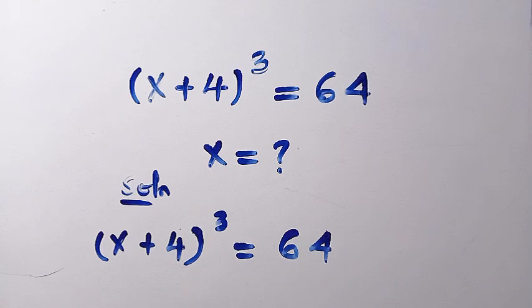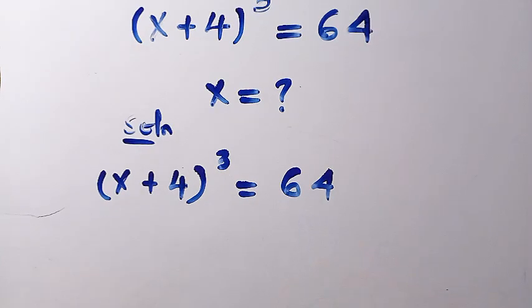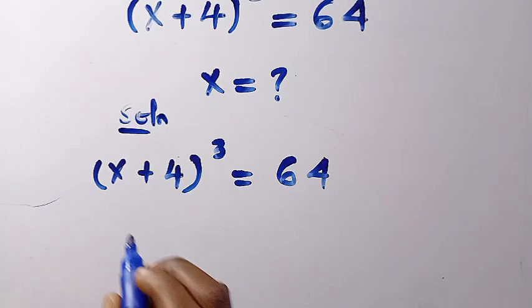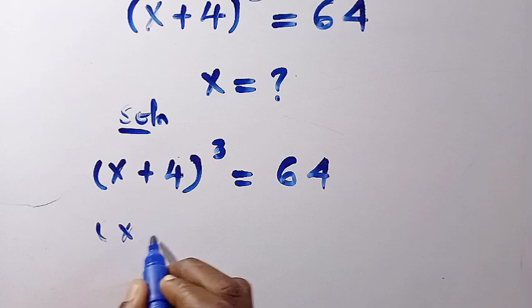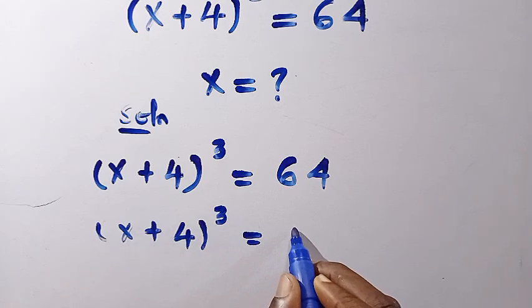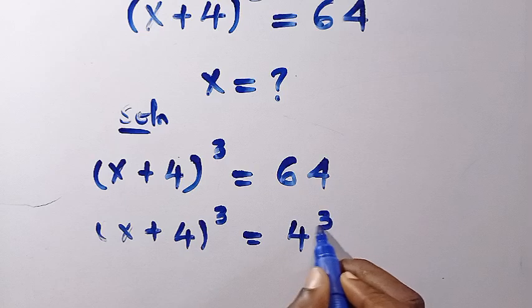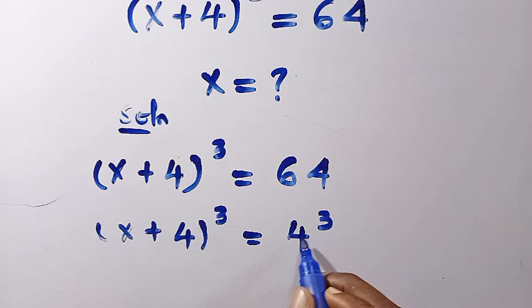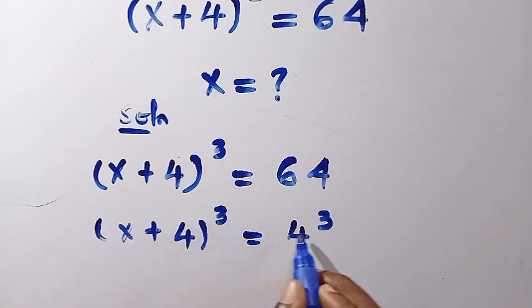Then we are going to rewrite 64 as 4^3. So this side becomes (x + 4)^3 = 4^3. I express the base as a power of 3 so that this side and this side have the same power.